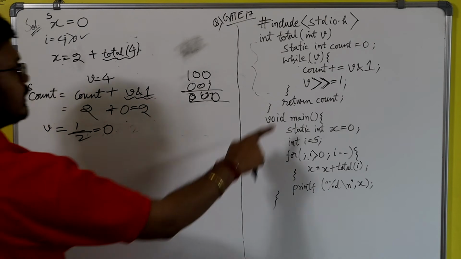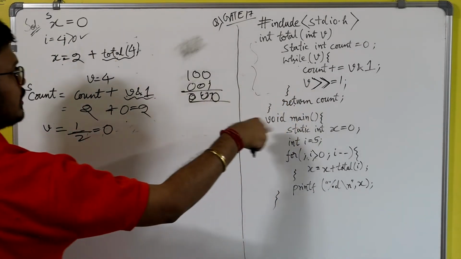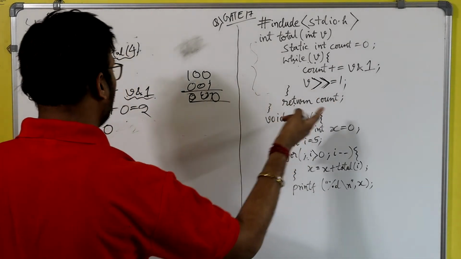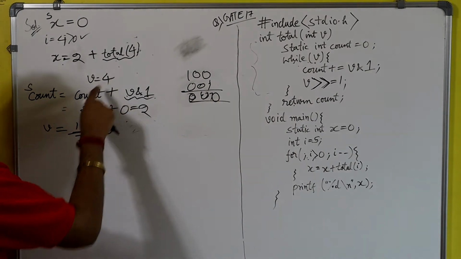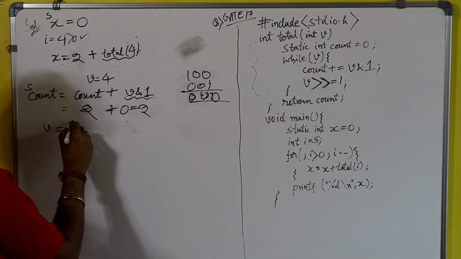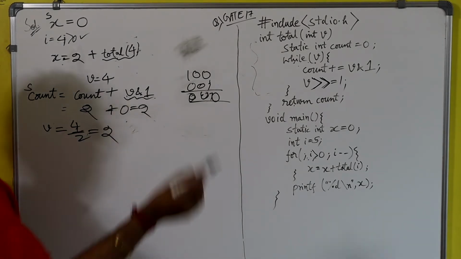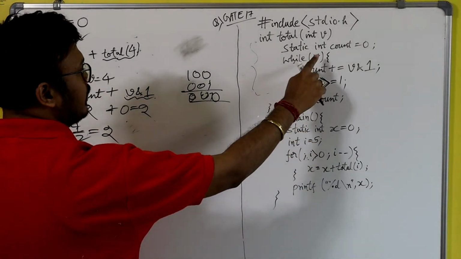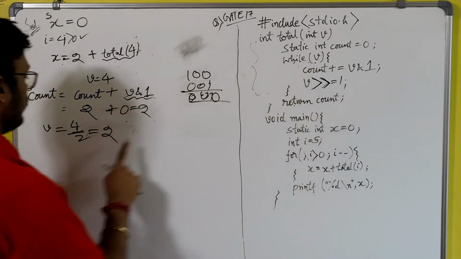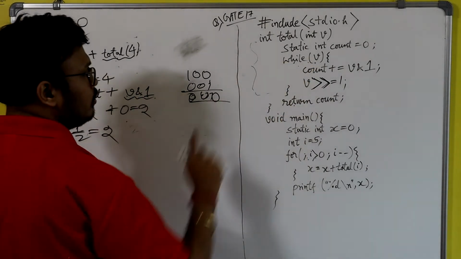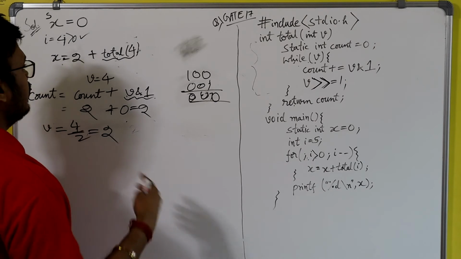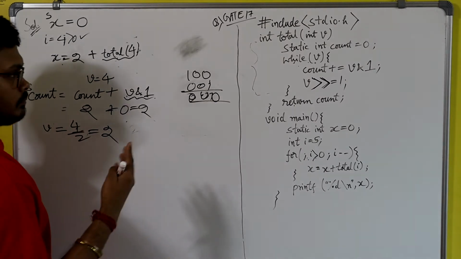Okay, so now let's execute this line. It means just divide the value of v by 2. What is the value of v? The value of v is 4. Just divide it by 2. So 4 by 2 is 2. Okay. So now again, while v, it means while 2, because the value of v is 2. While 2, it is a true statement. Yes, it's a true statement.